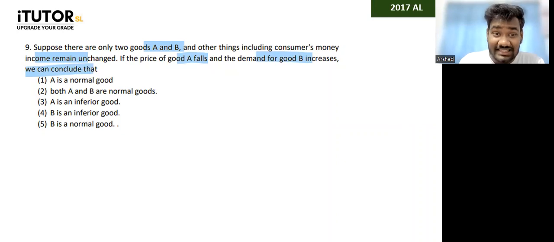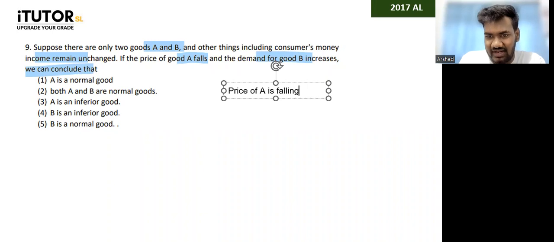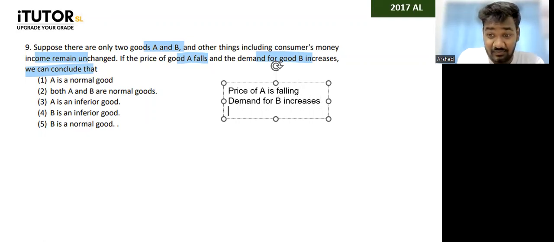Can you all tell me, guys, are these goods substitutes or complements? The price of A is falling, and the demand for B increases. One good's price is falling, and as a result, the demand for the other good is increasing. That means they are complementary goods, right? Because if it were a substitute, when the price of this falls, the demand for the other good would fall. So this is more likely complementary goods.